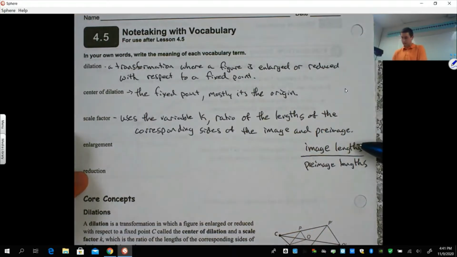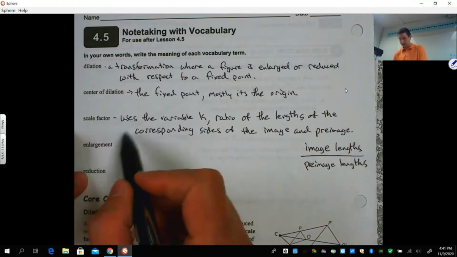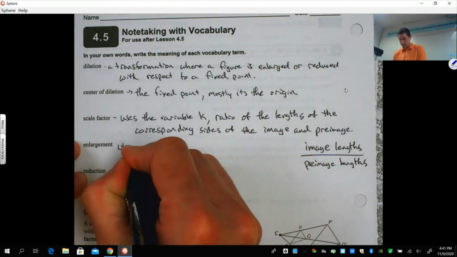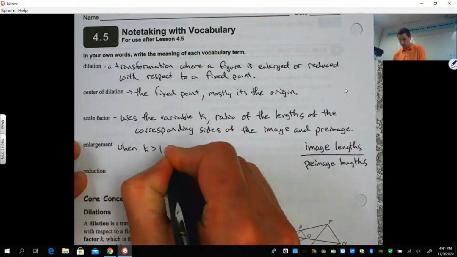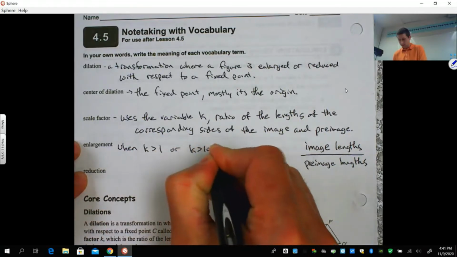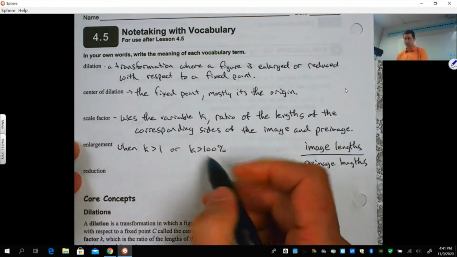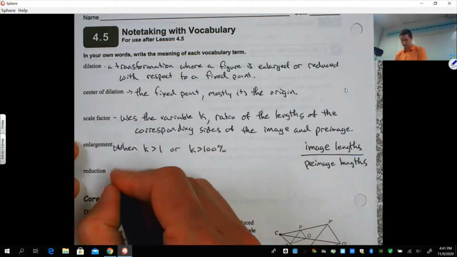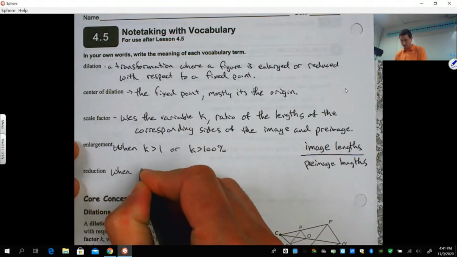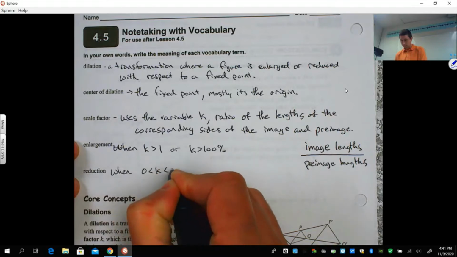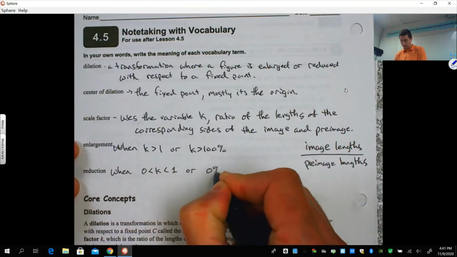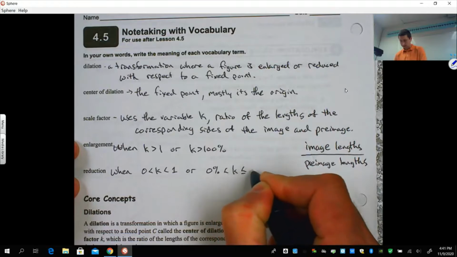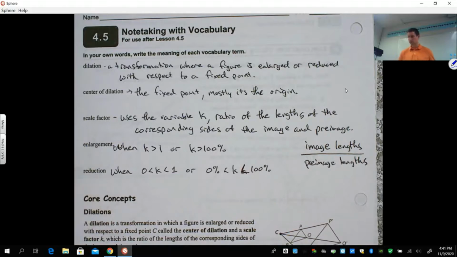So image lengths over the pre-image lengths. This scale factor k, when k is greater than 1, or k is greater than 100%, because 100% is the number 1, you have an enlargement. Okay? You have a reduction when 0 is less than k, which is less than 1. Or 0% is less than k, which is less than, not equal to, 100%. Okay? You may have percentages. So if you have percentages, you have to convert them to a decimal.